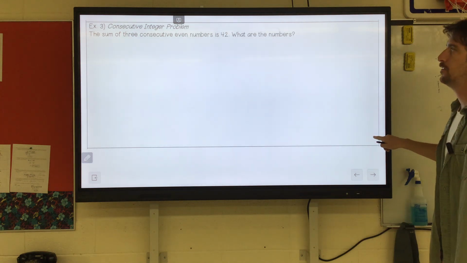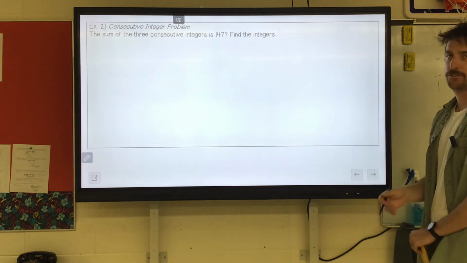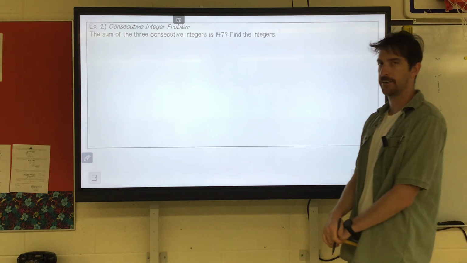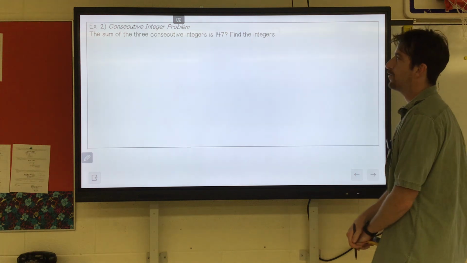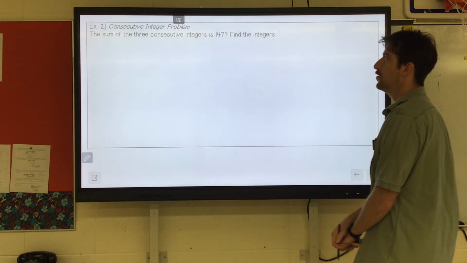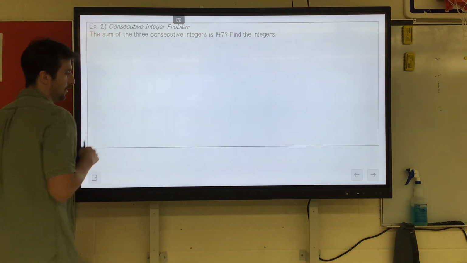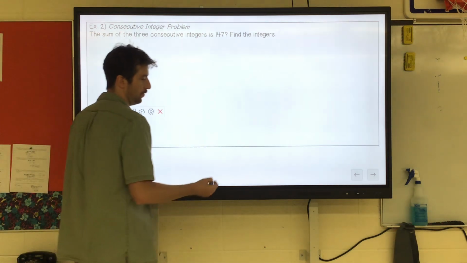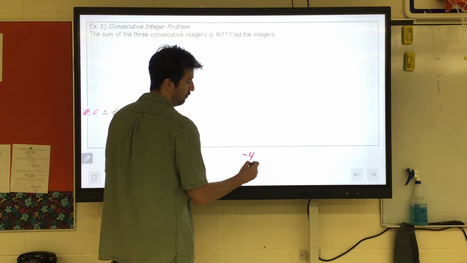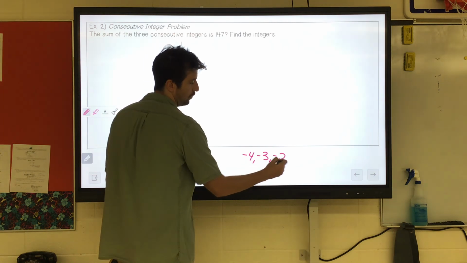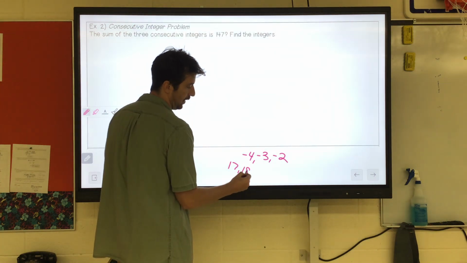All right, we got these consecutive integer problems. I'll show you 2 ways to do it. Guarantee you're going to like the second way, but the proper way is the first way. The sum of 3 consecutive integers is 147. Find the integers. So consecutive integers are just numbers in a row. Integers don't have decimals, so it could be like -4, -3, -2. Those are integers right in a row. Or it could be 17, 18, 19.